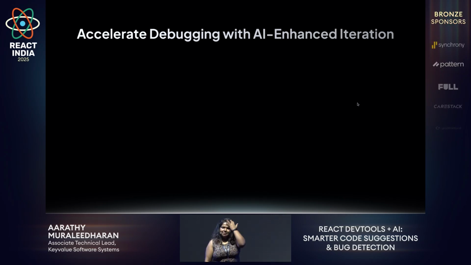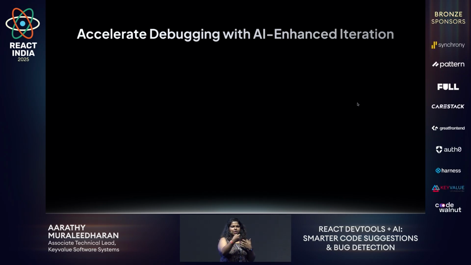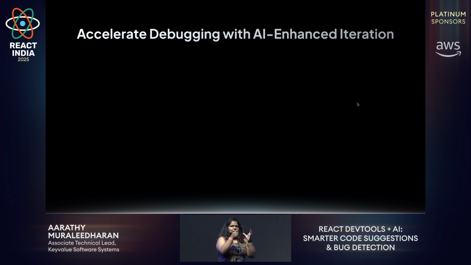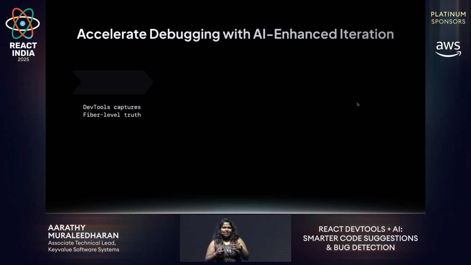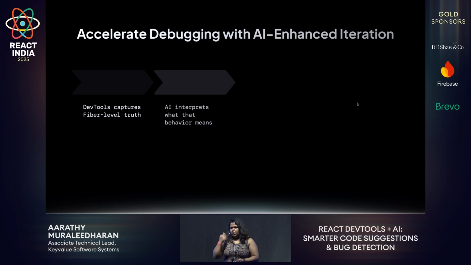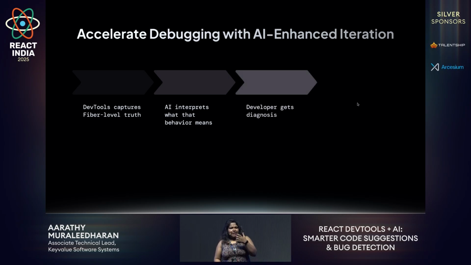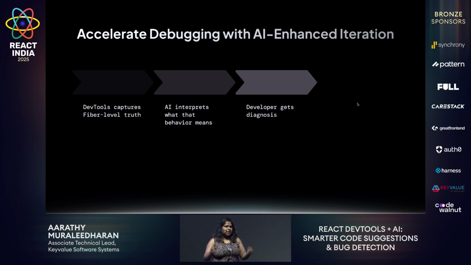So in the beginning of the session, what I mentioned to you was we can combine React DevTools with AI so that we can create a smarter debugging workflow. Let's see if we achieved that. So DevTools is capturing the fiber-level truth. That's the fiber-level truth that we're using now. With the help of AI, we are able to interpret what that behavior meant, what we are seeing. So before, the developer was just getting visibility, but with the help of AI, he's getting a proper diagnosis.